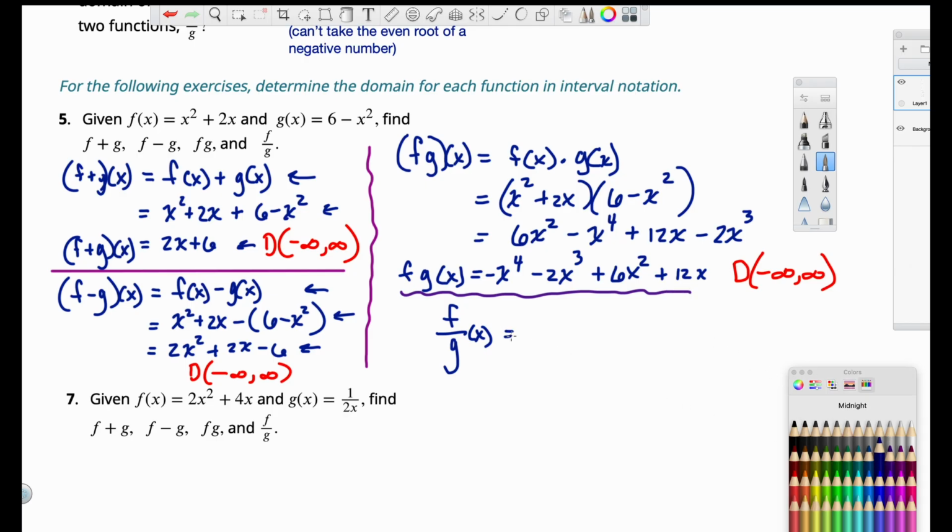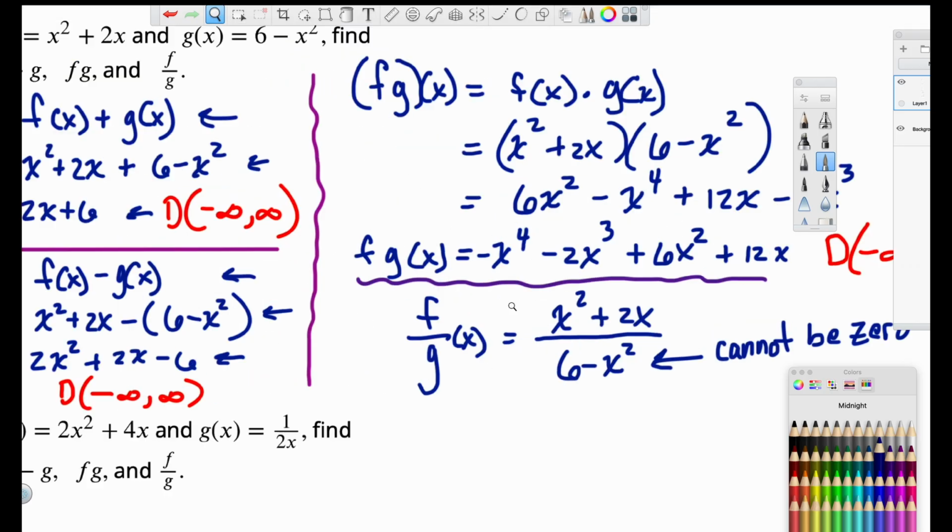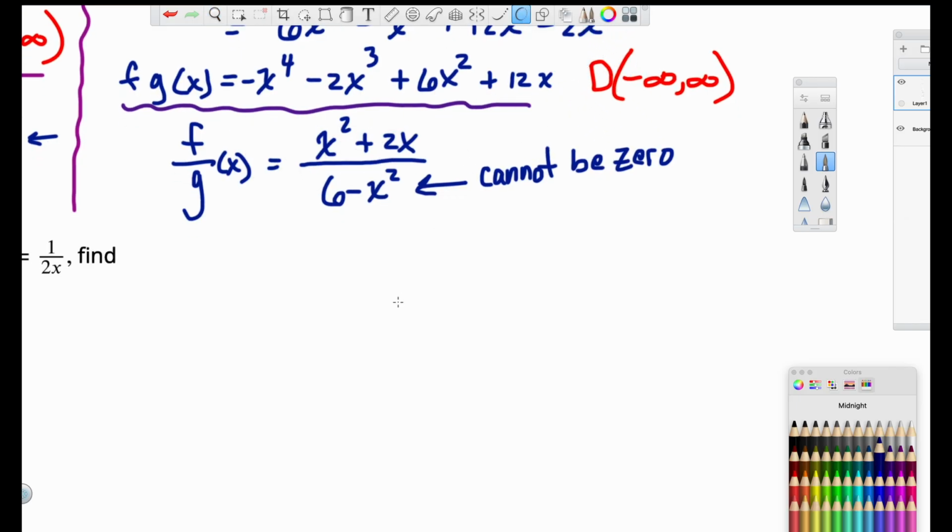Okay, so f of x is x squared plus 2x, and we're dividing this by 6 minus x squared. Okay, we have an x in the denominator, so we cannot have this be 0. So you should be asking yourself, what makes it 0?